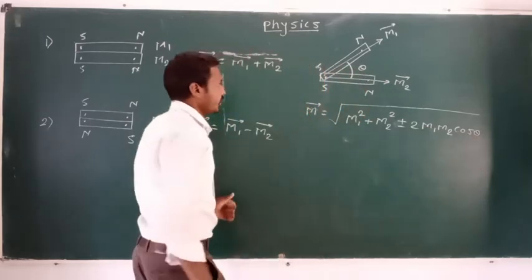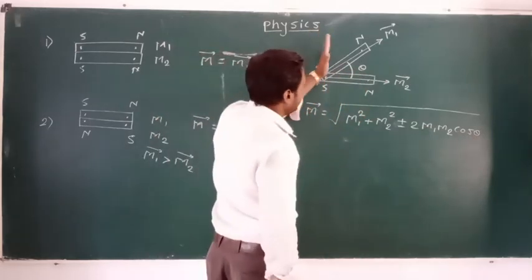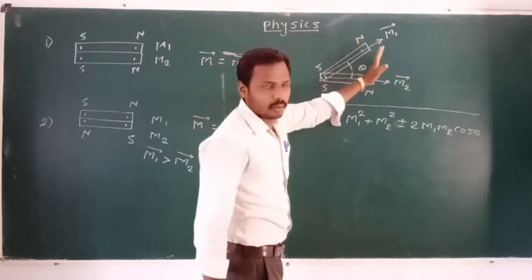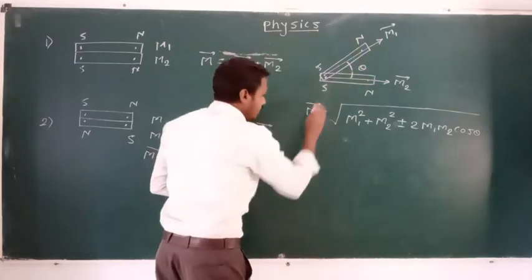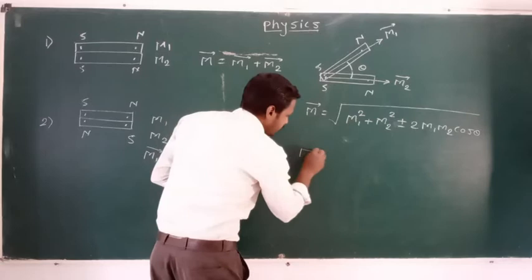Okay, now the next point. If the angle between those two is 90 degrees, that is, the arrangement of the two bar magnets is like this.